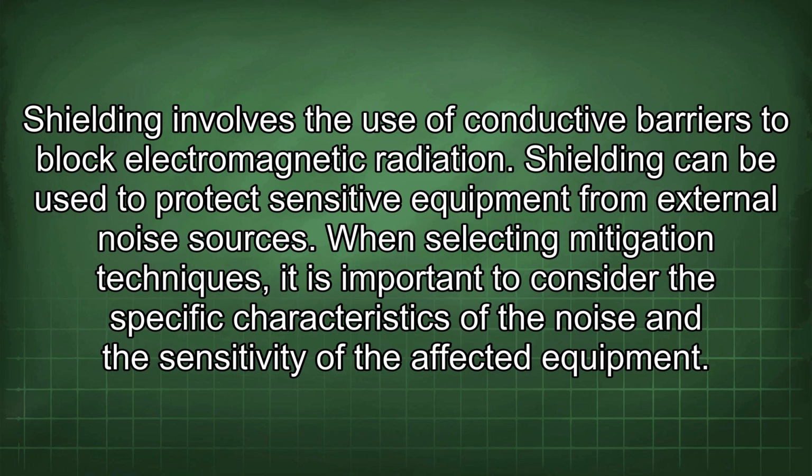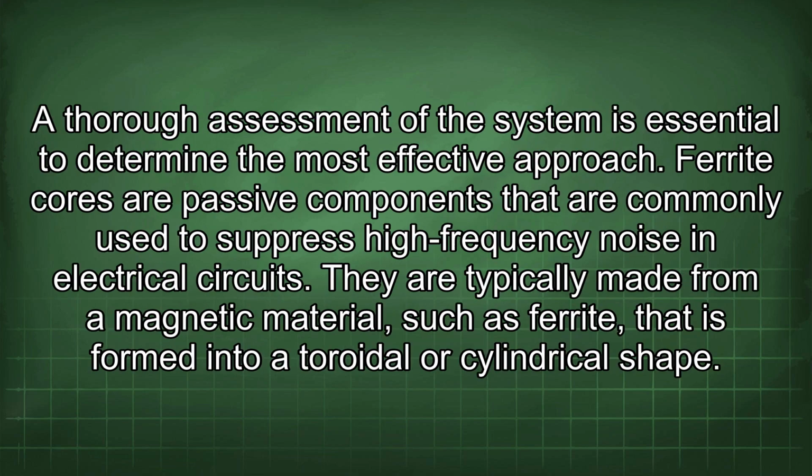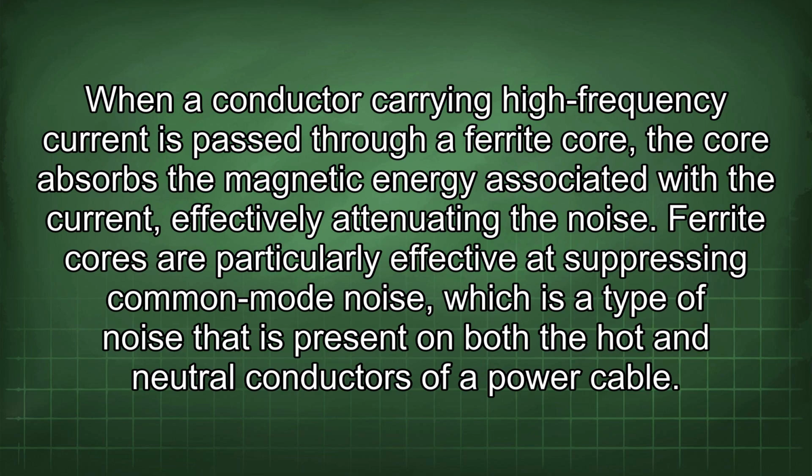When selecting mitigation techniques, it is important to consider the specific characteristics of the noise and the sensitivity of the affected equipment. A thorough assessment of the system is essential to determine the most effective approach. Ferrite cores are passive components that are commonly used to suppress high-frequency noise in electrical circuits. They are typically made from a magnetic material such as ferrite that is formed into a toroidal or cylindrical shape. When a conductor carrying high-frequency current is passed through a ferrite core, the core absorbs the magnetic energy associated with the current, effectively attenuating the noise.